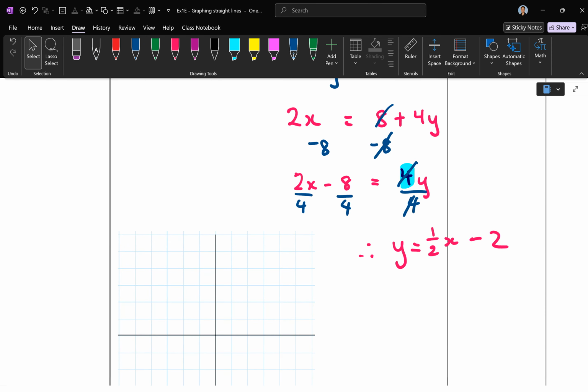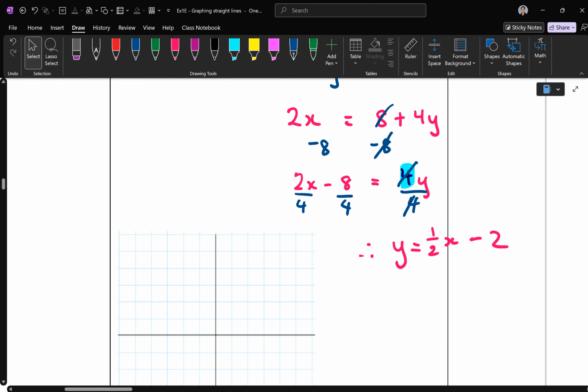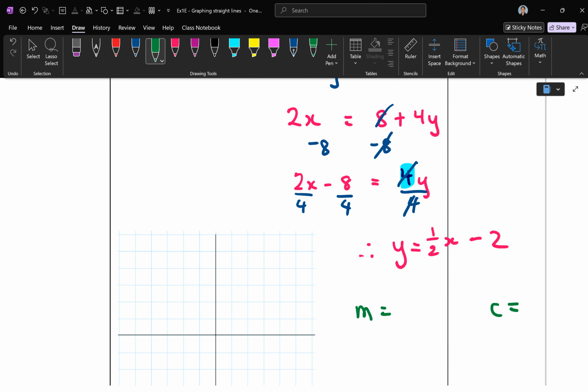So from that, what's my y-intercept? What's my gradient? What's m and what's c? 1 over 2 is my m. And then c is negative 2. So what that means is the y-intercept is at negative 2, and your rise is 1. Your run is 2. So if you were just reading it, you can plot it now.